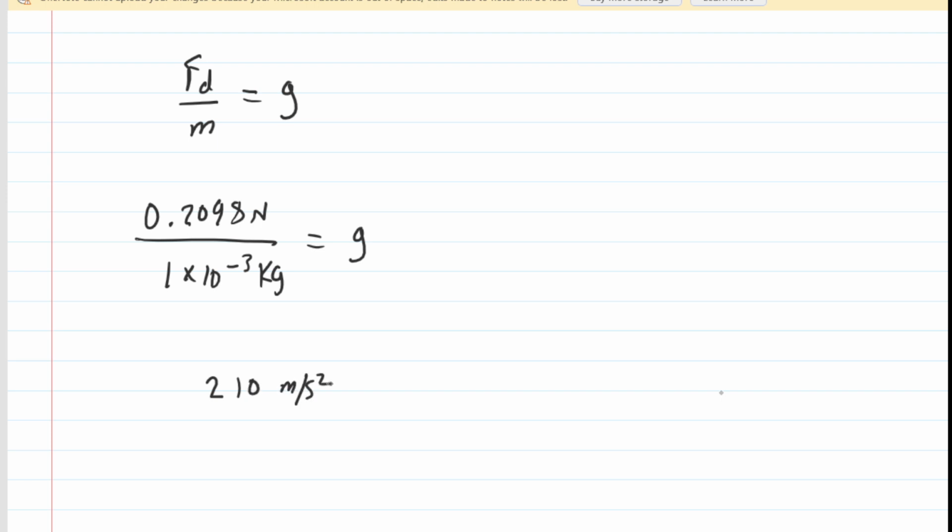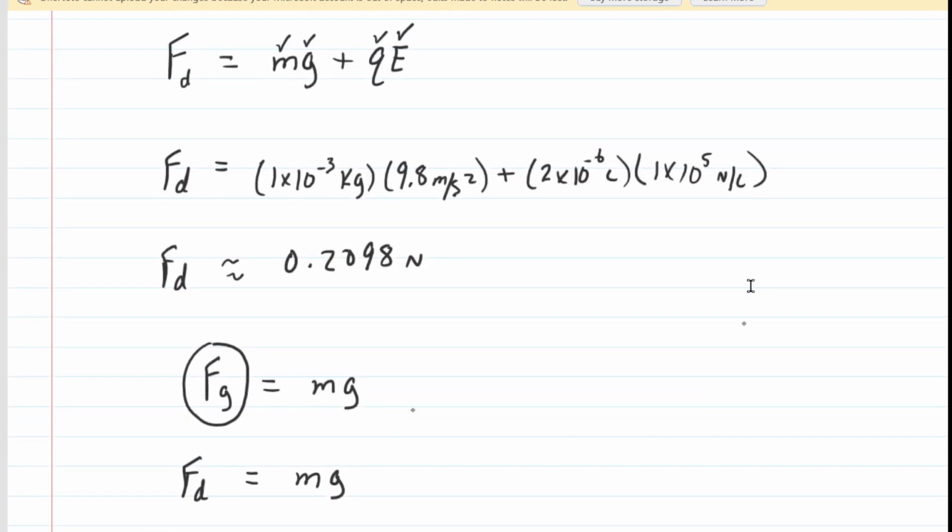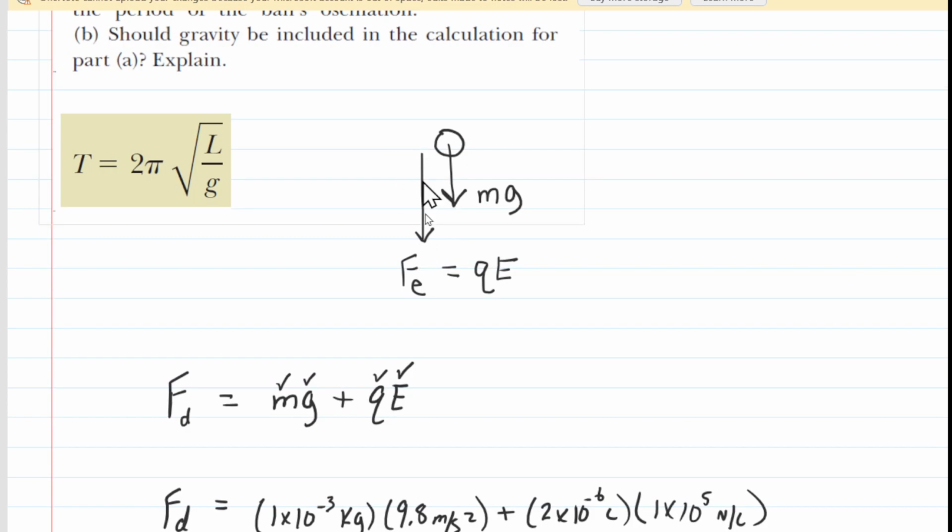meters per second squared. Now that's much larger than the standard value of 9.8, and that's again because we have that additional downward force, that electric force pulling down on the ball, which is increasing the value of the gravitational force, or perhaps the effective gravitational force, which in turn increases the value of g.